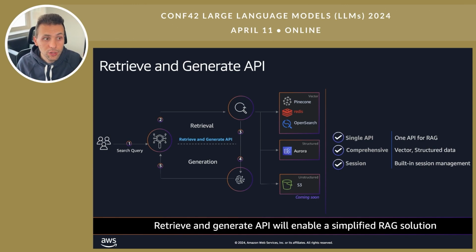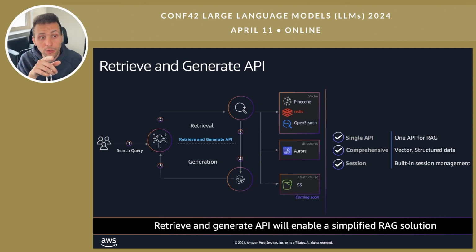And the last thing I want to show is that with the knowledge base for Bedrock, you can use a single API call to do the retrieval and generation. If you look at this diagram, with a single API call, number one, you have a search query. Let's give an example. You are asking a proprietary question about your company, and you know the foundation model doesn't know the answer. So you do a search query, and Bedrock knowledge base realizes it needs to do a retrieval on your vector database.